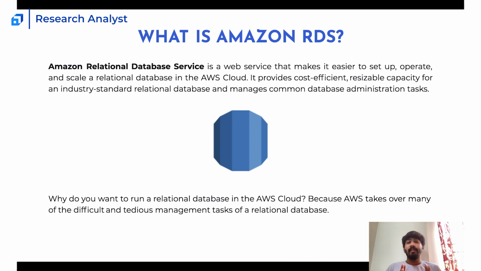But let's say there is a service called Amazon RDS where everything is already available. You'll just have to put in the information and create it, and it'll automatically create a database service which is already hosted on the cloud for you in a couple of minutes. So that's exactly what Amazon RDS does. Amazon RDS is a web service that makes it easier to set up, operate, and scale a relational database in the AWS cloud. So using RDS, it's pretty easy to set up a database on the cloud.